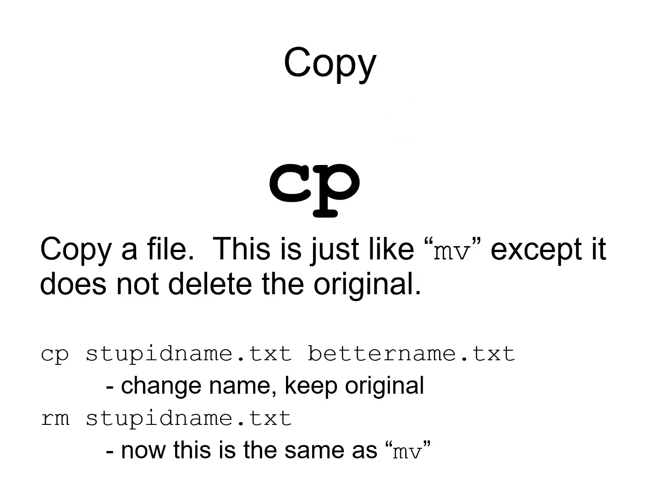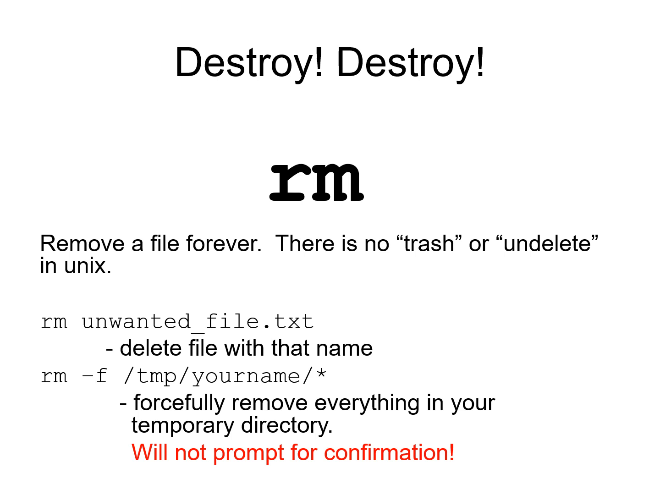Copy. cp. Copy is just like move, except it does not delete the original, and it's still copy from and to, only this time the from keeps staying the same. If you do cp stupid name.txt, better name.txt, and then rm, which is remove stupid name.txt, this ends up being the same thing as doing mv, just it takes multiple lines to do it. rm will remove files. So this is the thing that deletes files. So you do have to be careful with this. There is no trash or recycling bin associated with it.